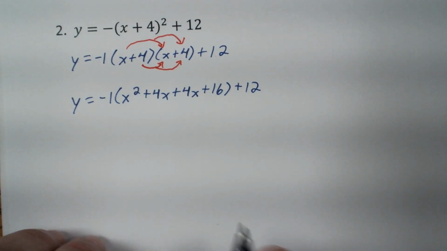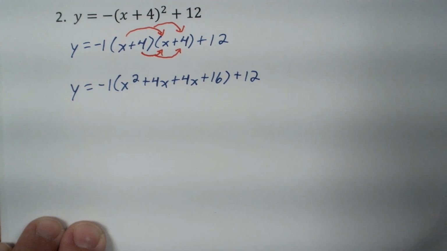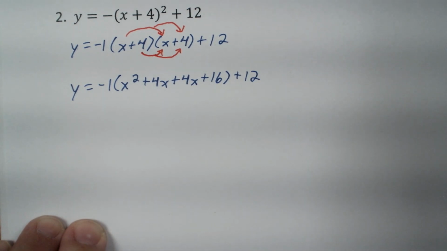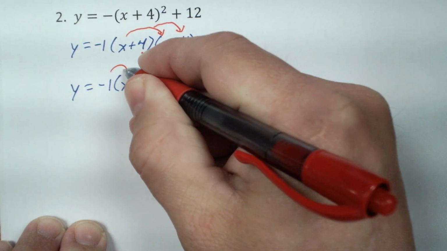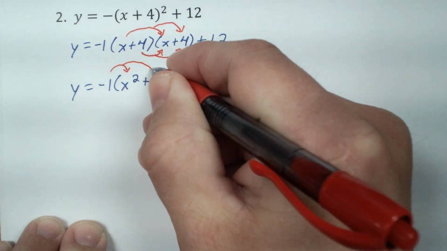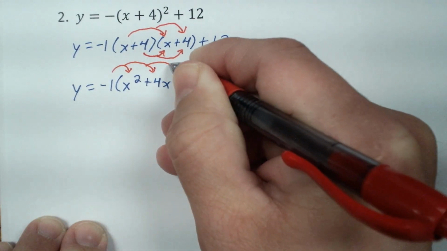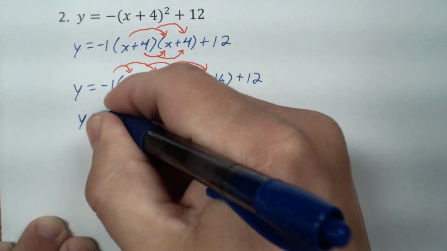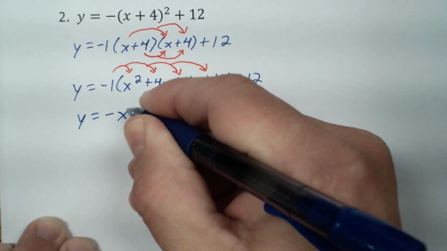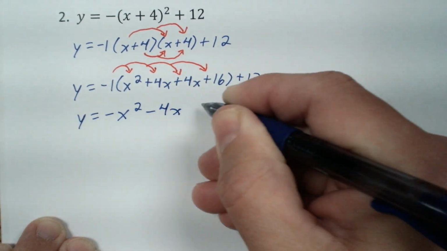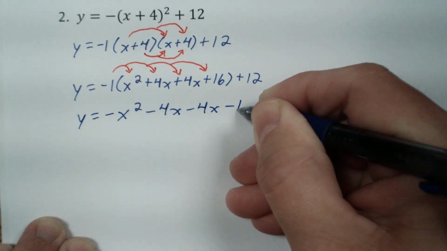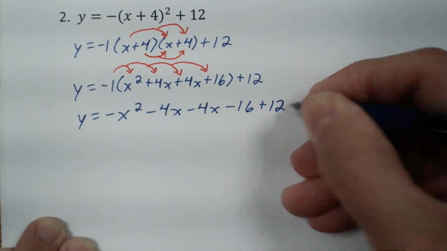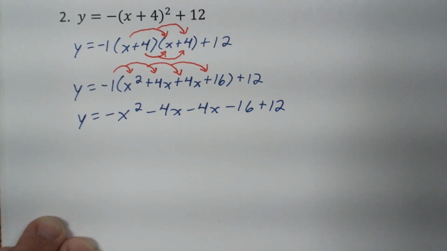Now I've got 2 steps remaining. My next step is to distribute the negative 1 to everything, and then I've got to combine like terms. Some people would say you need to combine like terms here. Really doesn't matter as long as you do get them combined at some point. So the negative 1 is going to multiply everything right here except for the 12. So y equals negative 1x squared minus 4x minus 4x minus 16. So I've now multiplied it to everything. The plus 12 is still at the end, does not get multiplied.